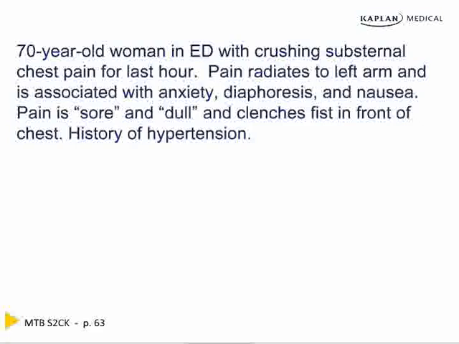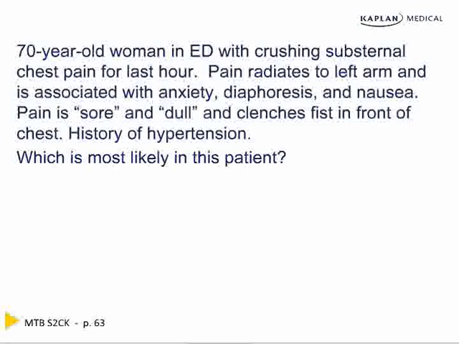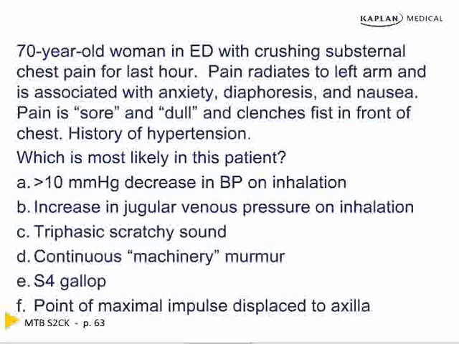A 70-year-old woman is in the emergency department with crushing substernal pain for an hour. The pain radiates to her arm and she has anxiety, sweating, nausea. The pain is sore and dull, and she clenches her fist in front of her chest. She's got everything for ischemic heart disease. What's most likely to be found in this patient?